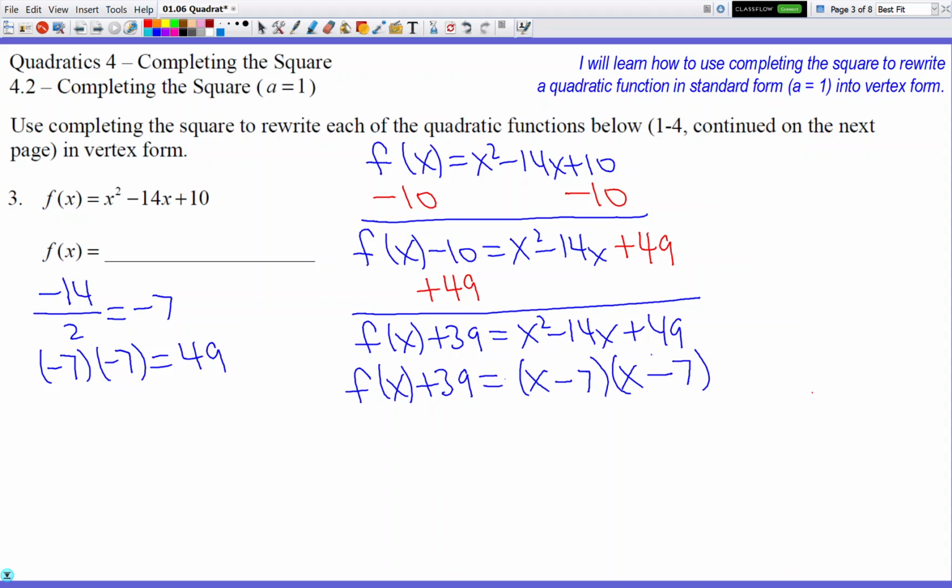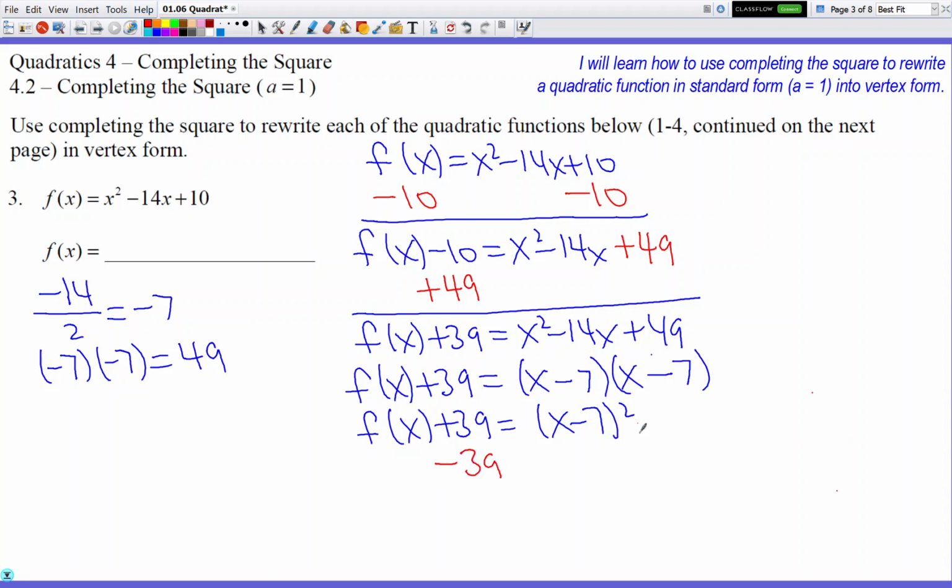Okay, so I'm going to clean up that right-hand side. I'm not going to write the x minus 7 twice anymore. So f of x plus 39 equals x minus 7 quantity squared. Okay, and then my very last step is to put the final stages of vertex form into form. I'm going to solidify it by moving this 39 to the left-hand side.